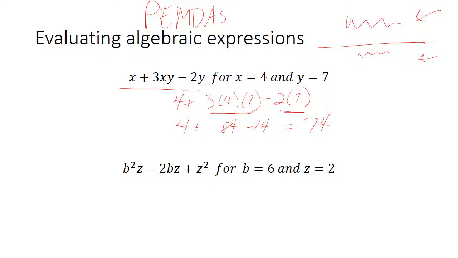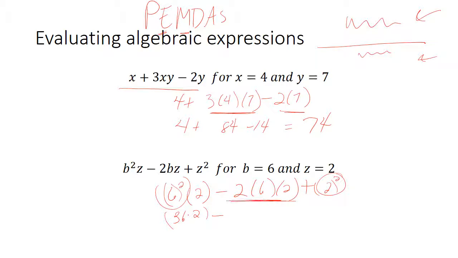Right, so let's do this one. For b equals 6 and z equals 2, so I'm going to substitute. So I'll do 6 squared times 2 minus 2 times 6 times 2 plus 2 squared. So here I need to do my exponents before I do my multiplying. So I'm going to solve this one first and that one. So 6 squared will be 36, so it will be 36 times 2 minus, I'm not going to add and subtract these, but I can go ahead and multiply these across. 6 times 2 is 12, times 2 is 24, and then 2 squared is 4, so I'll do plus 4. All right, so 36 times 2 is 72 minus 24 plus 4 gives us 52.